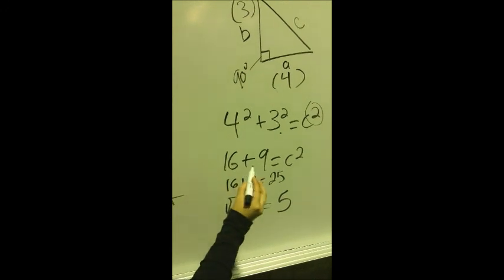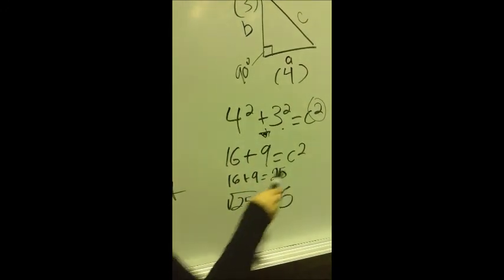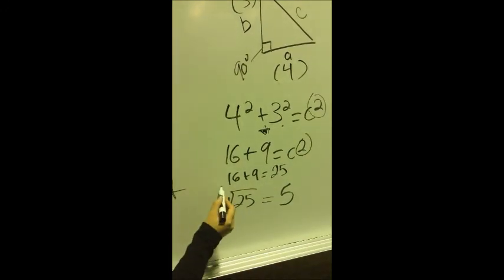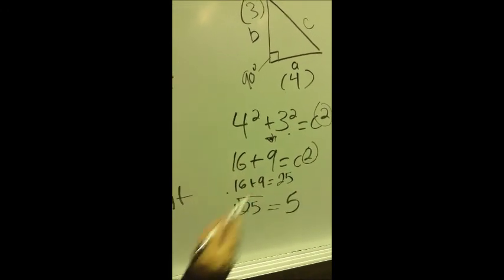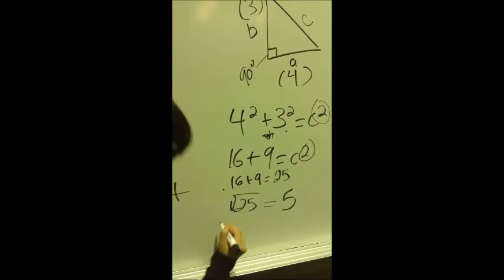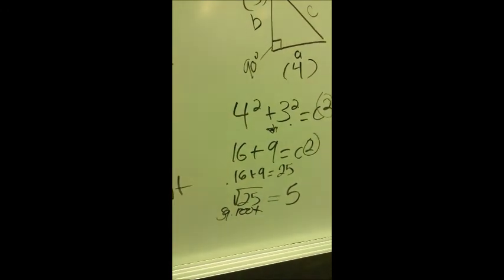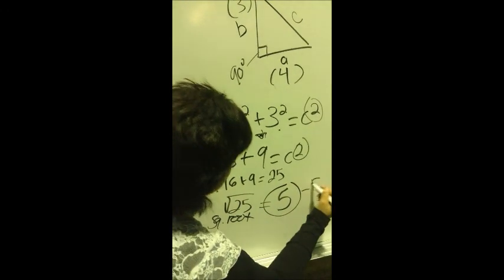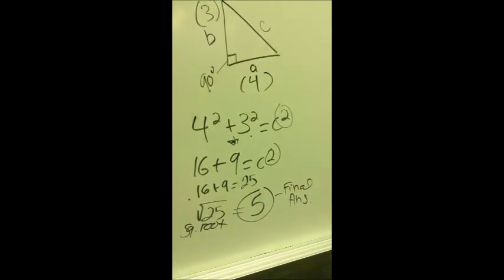16 plus 9 equals c squared. Then you can move to this step. 16 plus 9 equals 25. And because it is squared, you take the square root of that and you get the answer 5. And that will be your final answer.